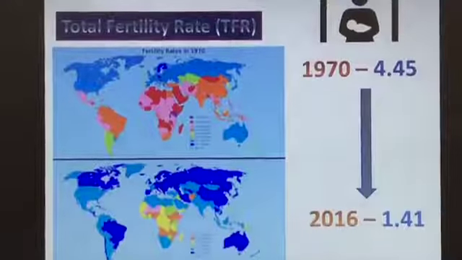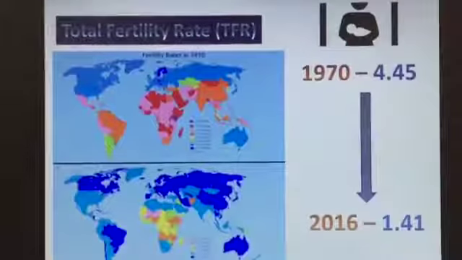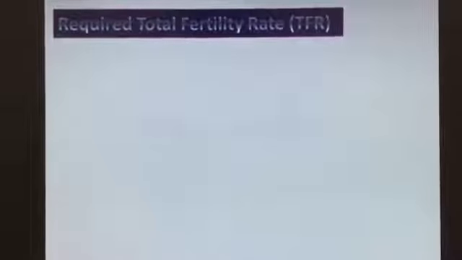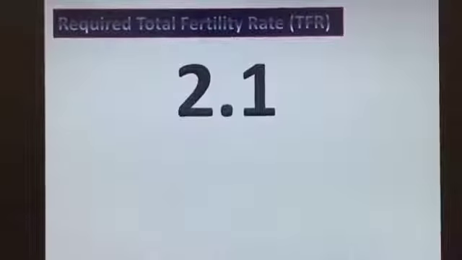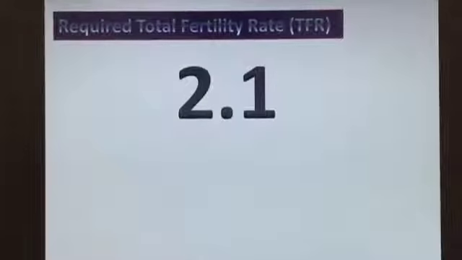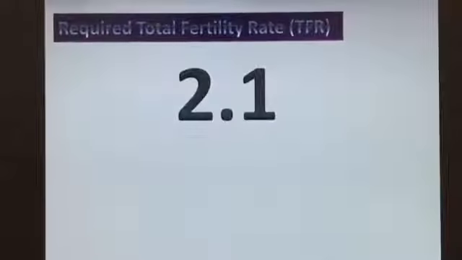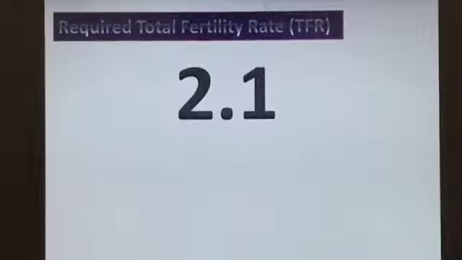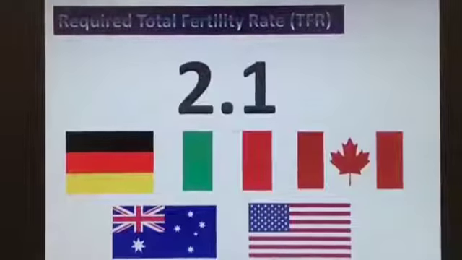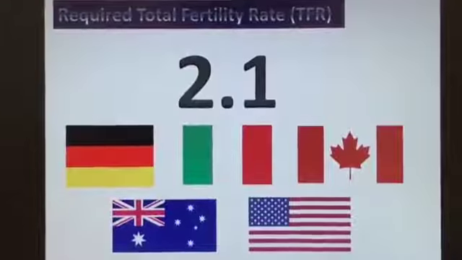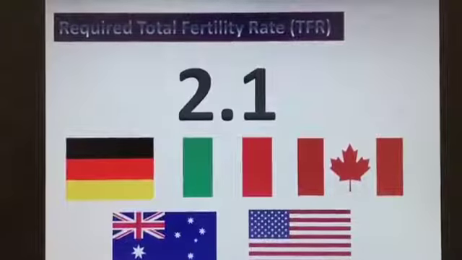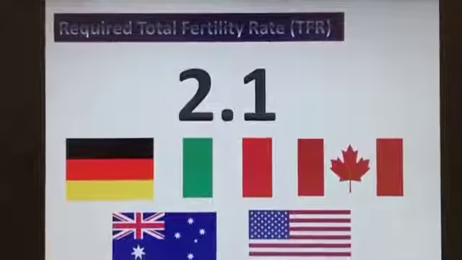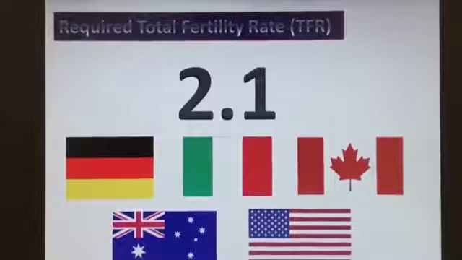We also have something known as the required total fertility rate, the value of which is 2.1. This means that theoretically, every woman on the planet needs to give birth to 2.1 children so that our population remains as it is and does not decrease or increase. Mostly all European countries, except for France, Ireland, and Turkey, have a total fertility rate lower than 2.1. Canada, Australia, New Zealand, and even the United States are below the required value.